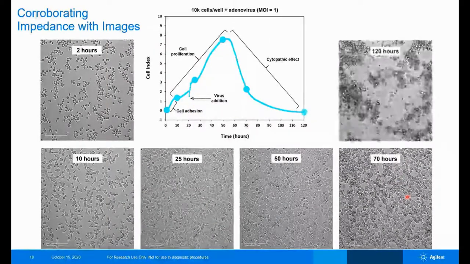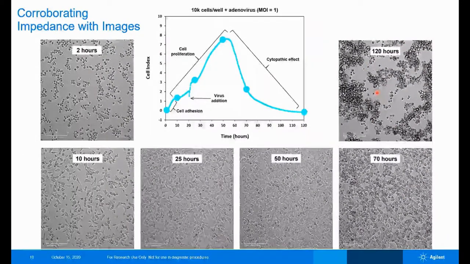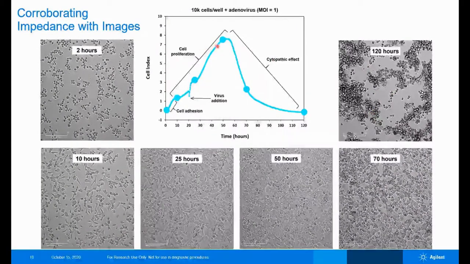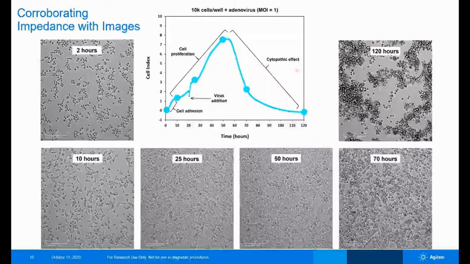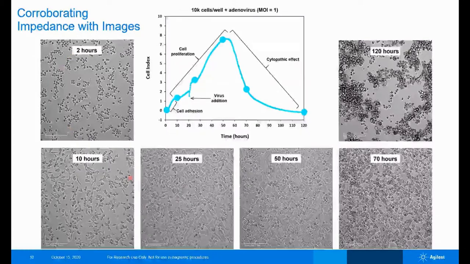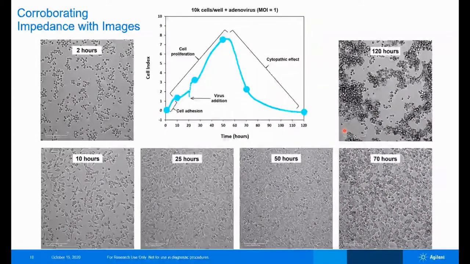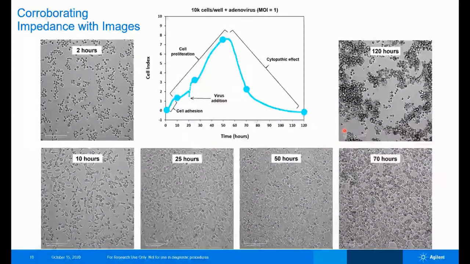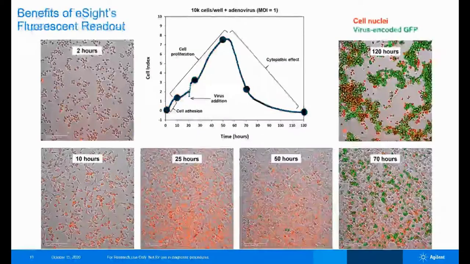And then as we go out to 120 hours, we see the cytopathic effect is even more severe with cell death, rounding, and detachment. So very clearly, there's a strong correlation between the impedance signal and what's physically taking place with the cells. Now, if we're using bright field alone, this is certainly very helpful. But again, if we include the fluorescence channels, it gives us a different perspective on what's going on. And so it allows for us to transition from this to this.